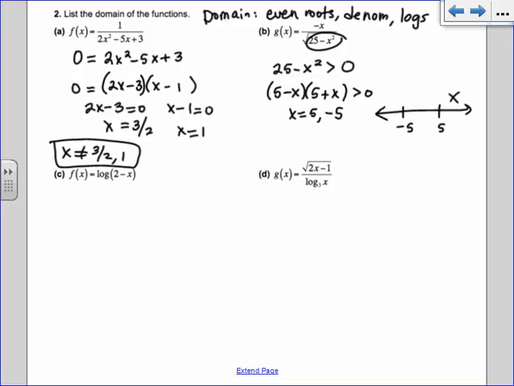Can you plug in -6? Nope, same reason. Can you plug in anything between -5 and 5, like 4? Yep, you can. So it's in the middle that you want. It's going to be open circles on there. So it's going to be -5 to 5 for our domain.